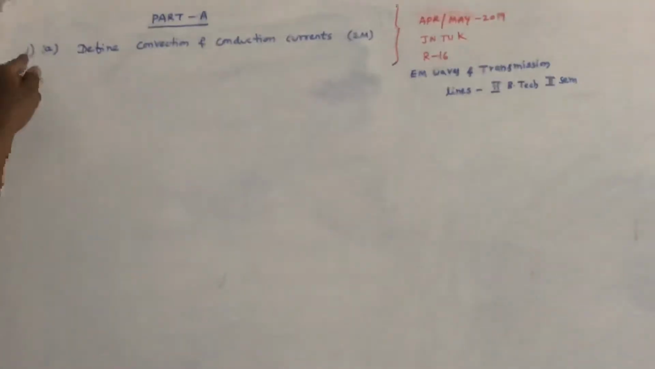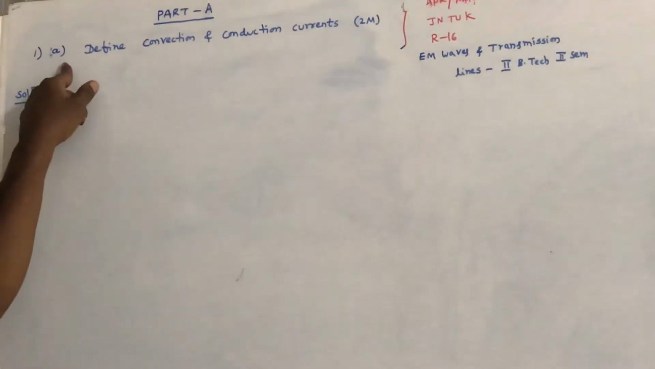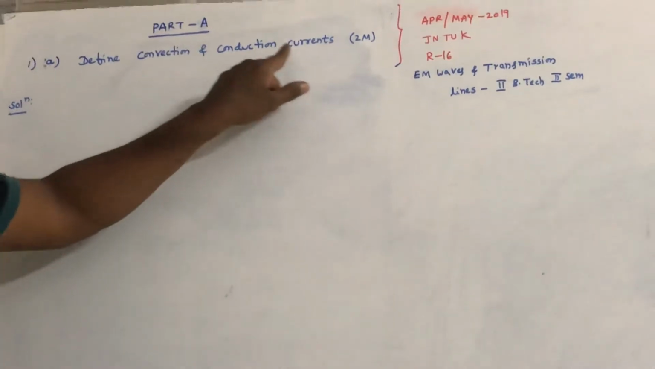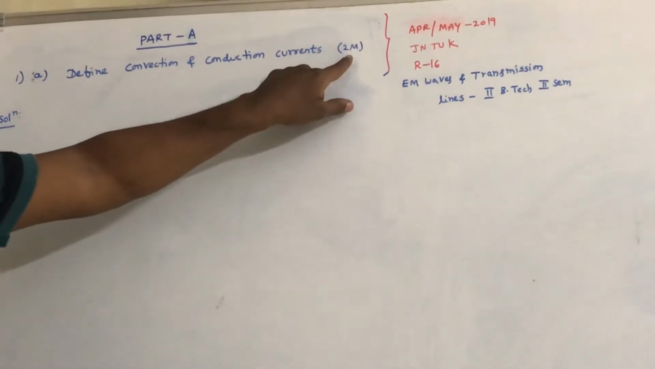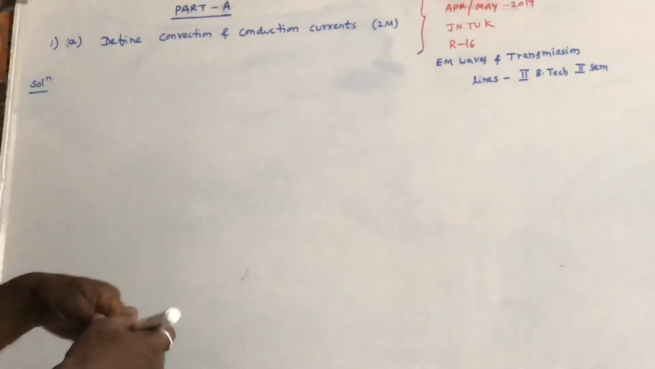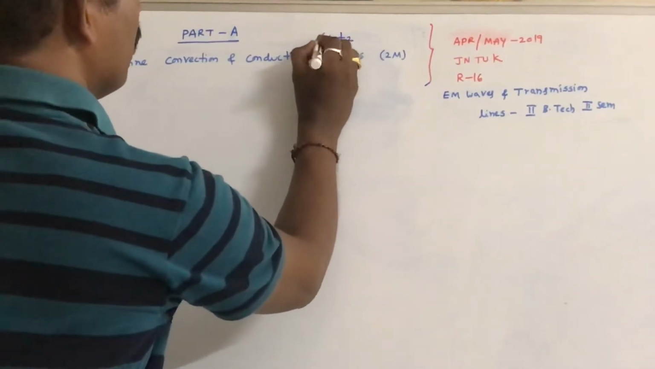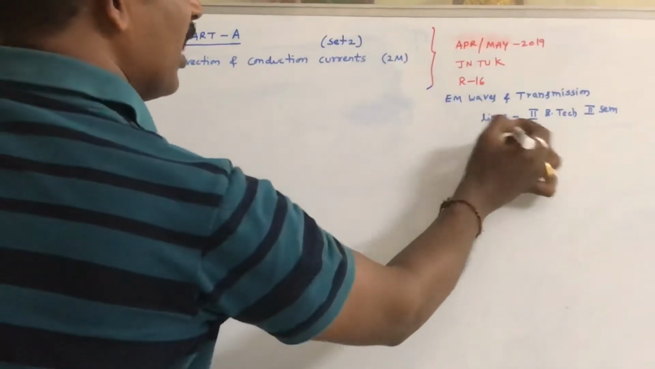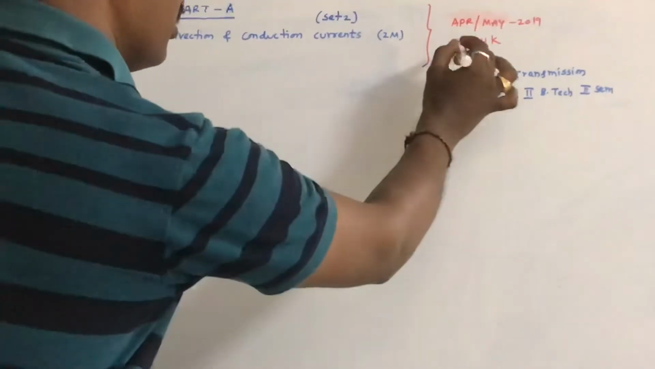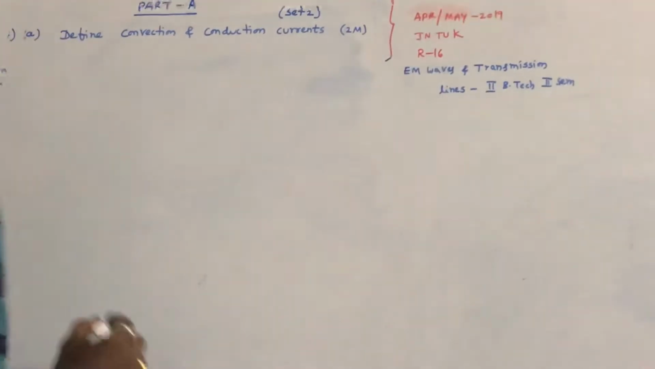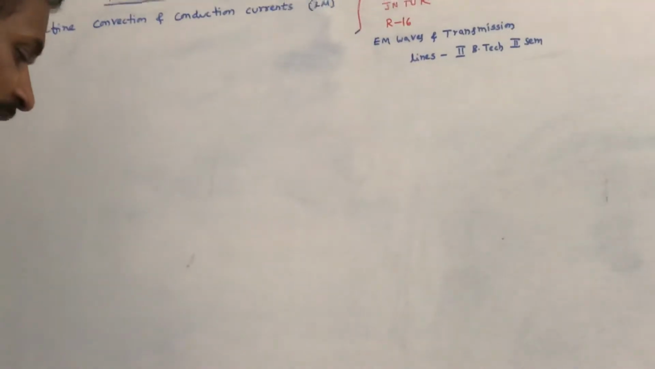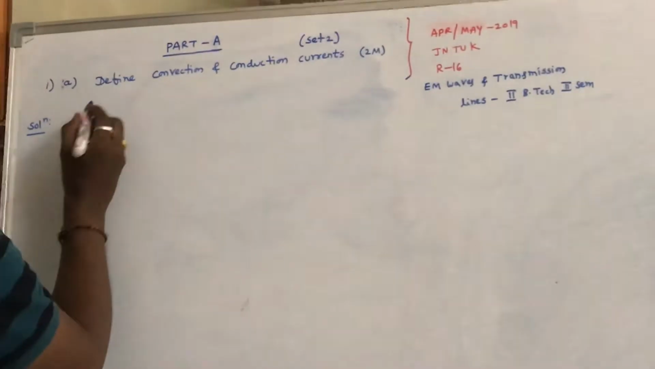Hi, this is question 1A. Define convection and conduction current. This question is given for 2 marks in part A, set 2 of EM waves and transmission lines for second BTech, second semester, April-May 2019. First, let us define the conduction current first and later the convection current.